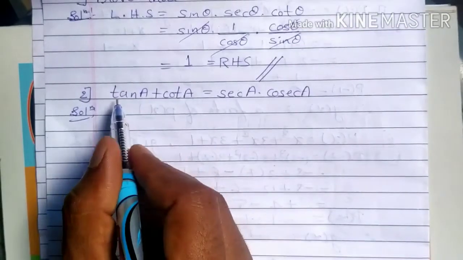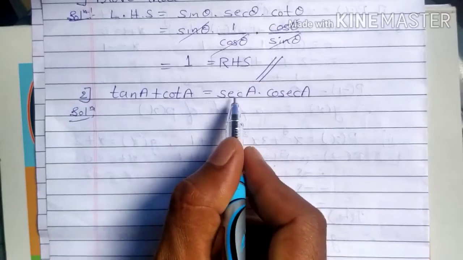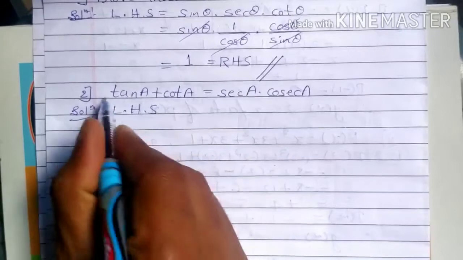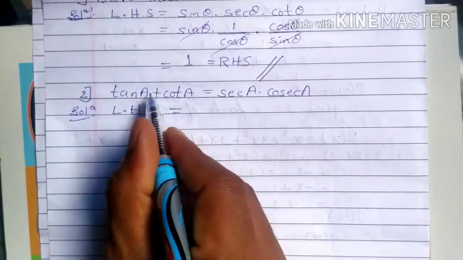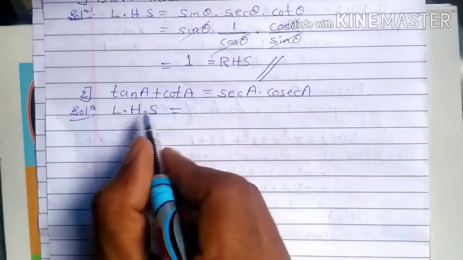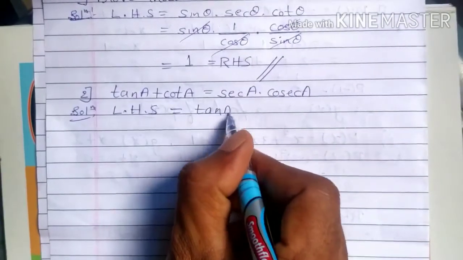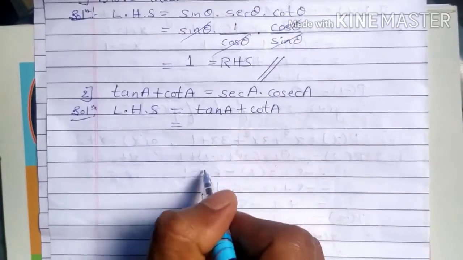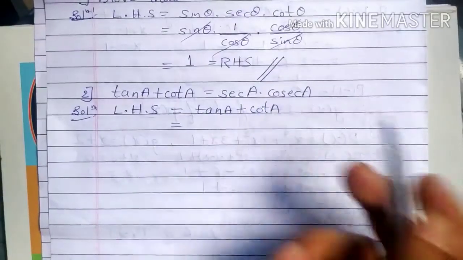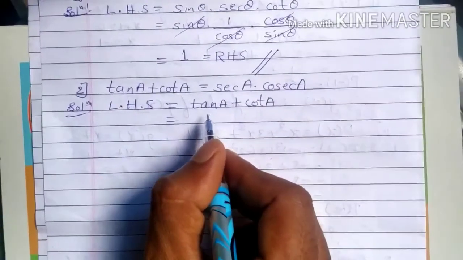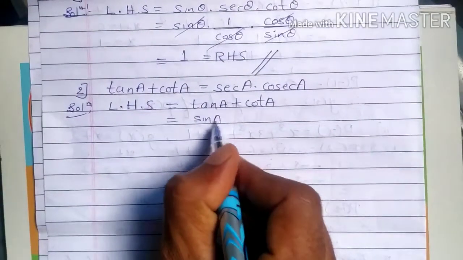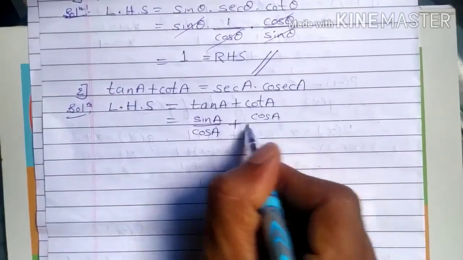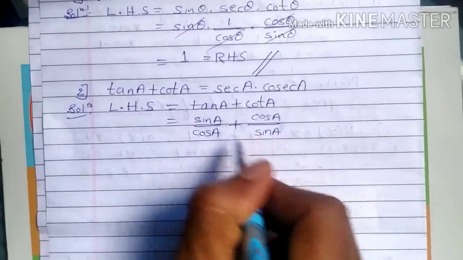Next problem, prove that tan A plus cot A is equal to sec A into cosec A. So whenever they say prove that, I have not written here, so it is prove that LHS is equal to, or you can also consider right hand side, LHS is equal to tan A plus cot A. We have to simplify this, and the final answer that we get should be equal to sec A into cosec A. Let us see. Tan A, we know that tan A is equal to sin A divided by cos A, okay, plus cot A is cos A divided by sin A.